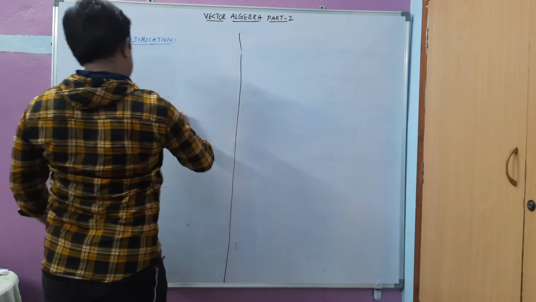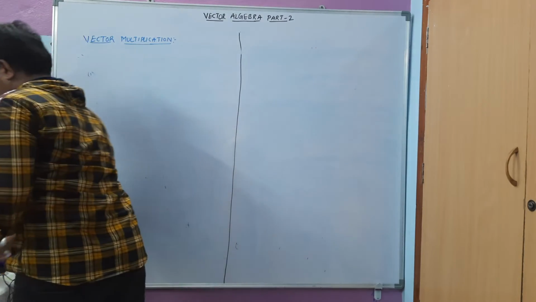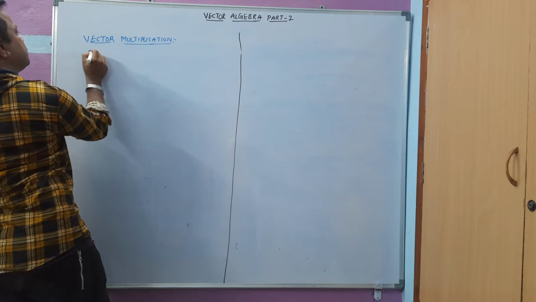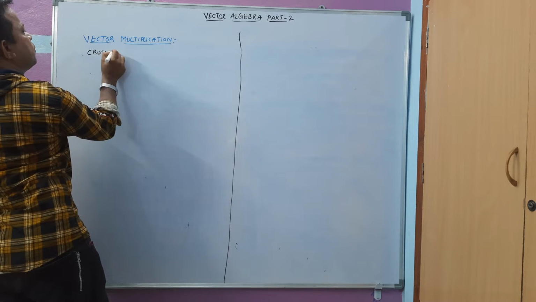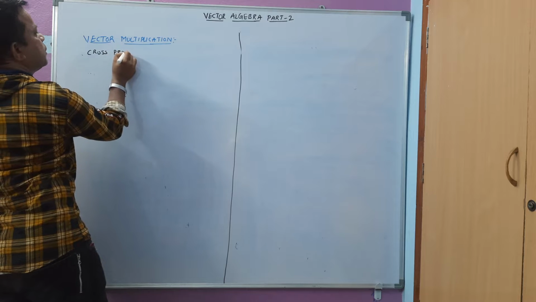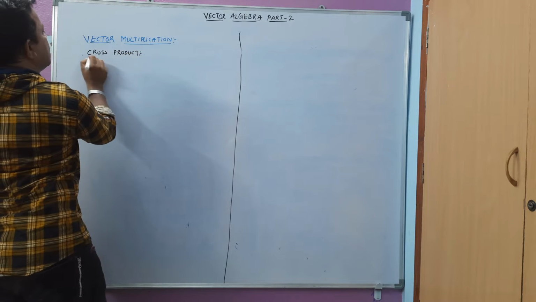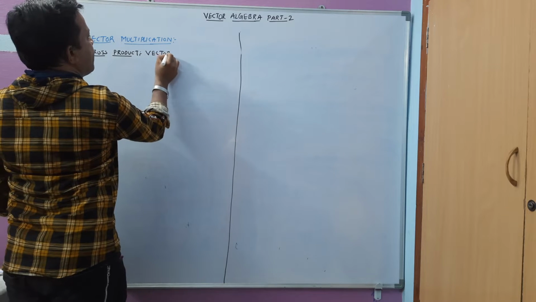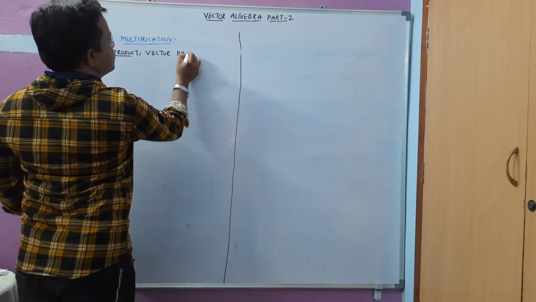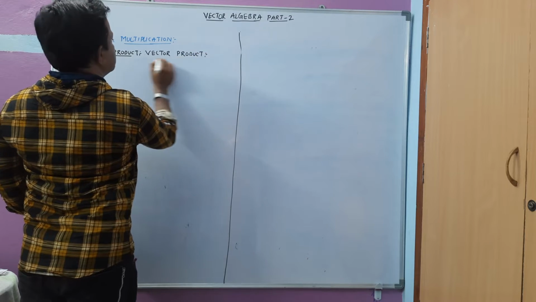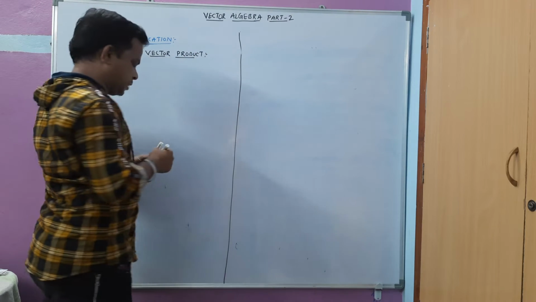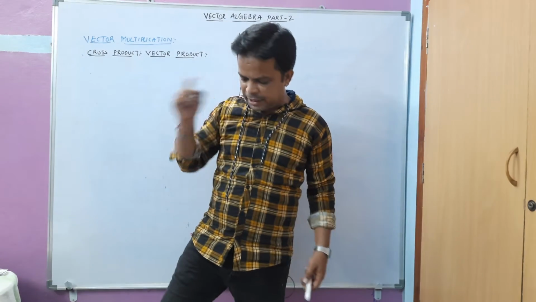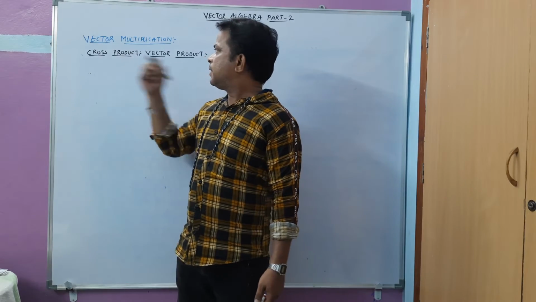So vector product, let me write the cross product, or vector product. So dot product, as we have seen, the result of the dot product is always a scalar, and in the name itself we are having the cross product.